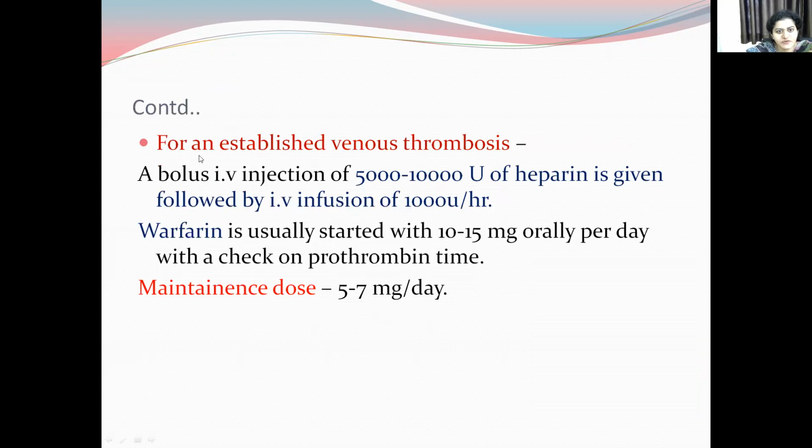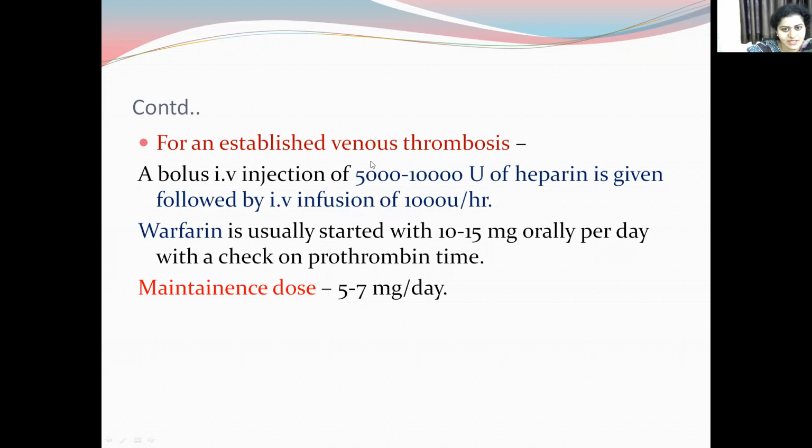Then the second use is for an established venous thrombosis, where we have to give a bolus IV injection. At one time you give 5000 to 10,000 international units of heparin, followed by an IV infusion of 1000 units per hour. Then warfarin is usually started at 10 to 15 milligrams orally per day, and while giving warfarin you have to continuously monitor the prothrombin time of the patient. The maintenance dose of warfarin is 5 to 7 milligrams per day.